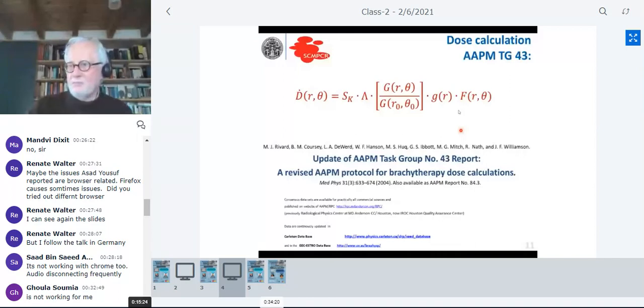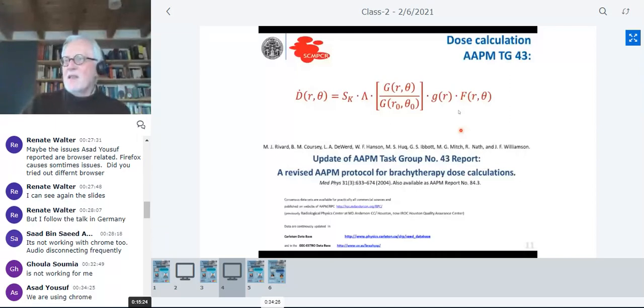Okay, this is our equation. First thing we do is, instead of using the reference air kerma rate at 1 meter distance, we calculate a new number called the air kerma strength, SK. It replaces the air kerma rate, and what it actually is, is the reference air kerma rate multiplied by r squared. So we make it independent of distance.